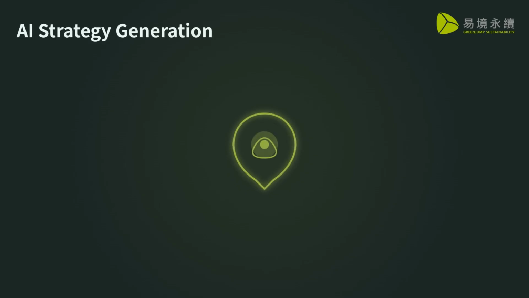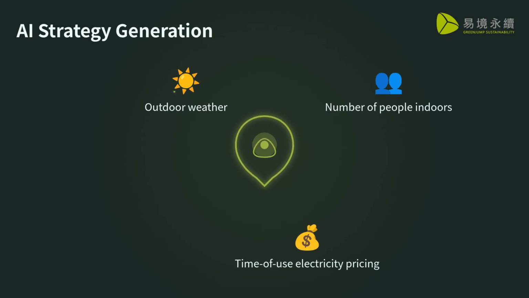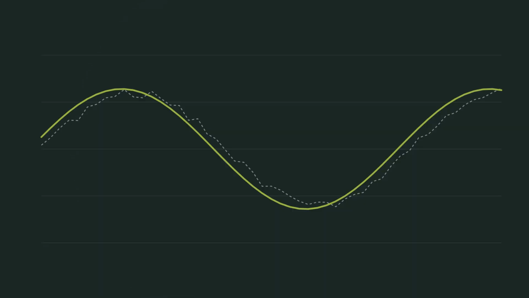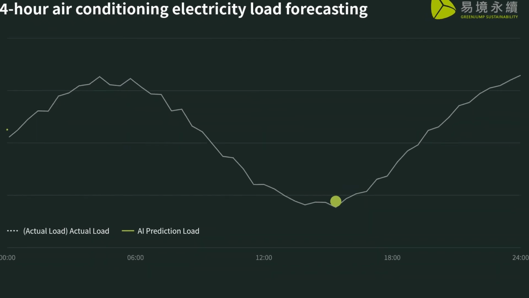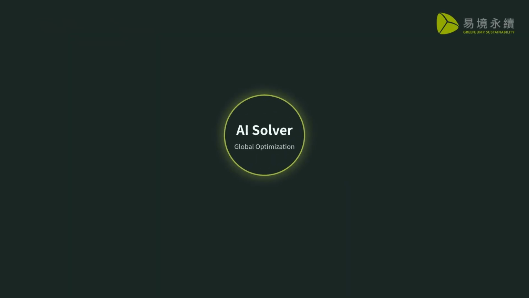Second layer, AI strategy generation. The system will integrate outdoor weather, indoor occupancy, and even time-based electricity prices. The system not only looks at the present, but also predicts load changes in the coming hours, planning the most cost-effective solutions in advance. Third layer, mixed integer global optimization.